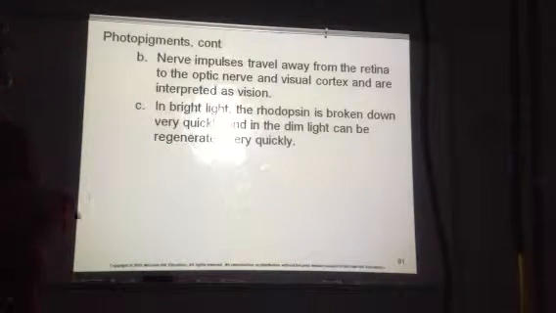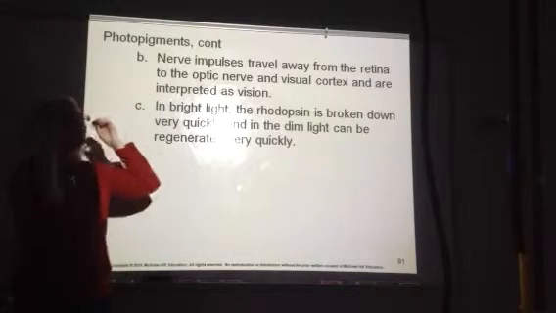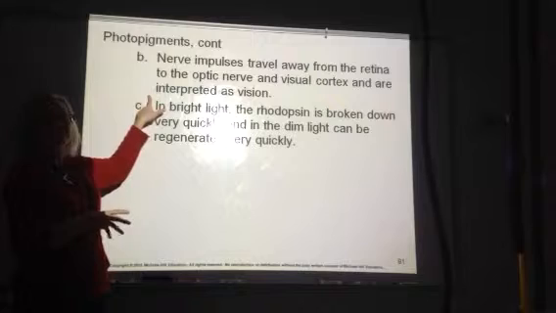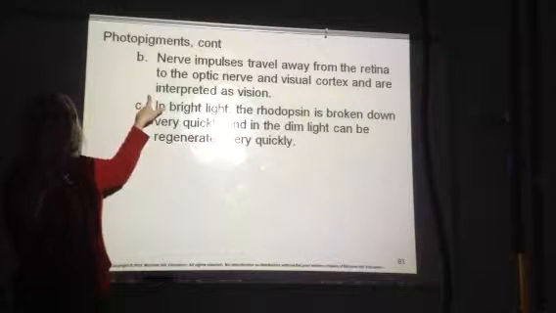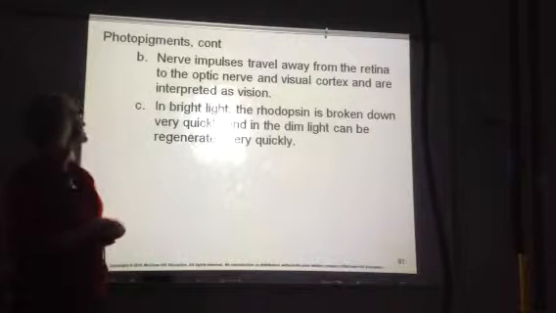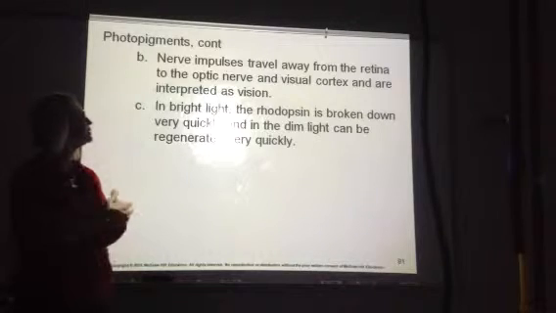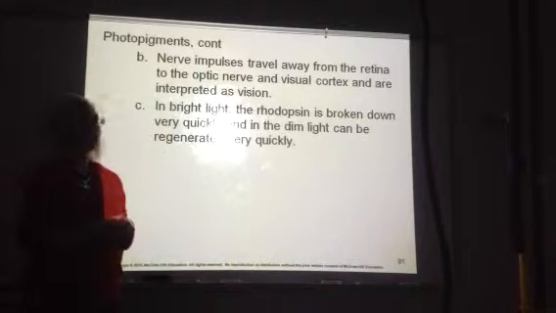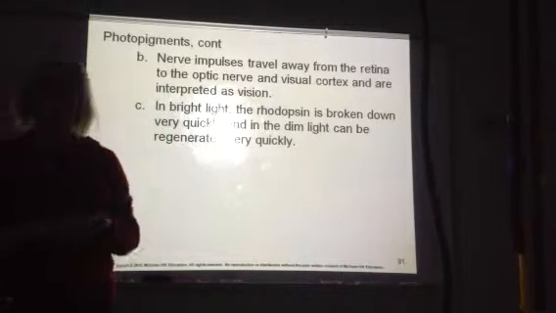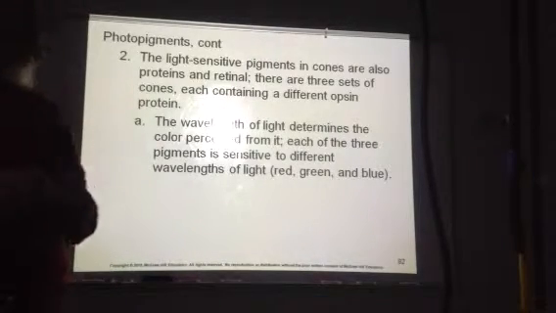Those nerve impulses then travel away from the retina. They go right to the optic nerve and then into the visual cortex in your brain, and that's where you actually see. So your eyes don't see, they pick up light. Your brain is actually where the vision occurs. In bright light, rhodopsin is broken down extremely quickly, and in dim light, it can be regenerated very rapidly. That is another reason we do not want excess light bouncing around inside of our eyeballs.